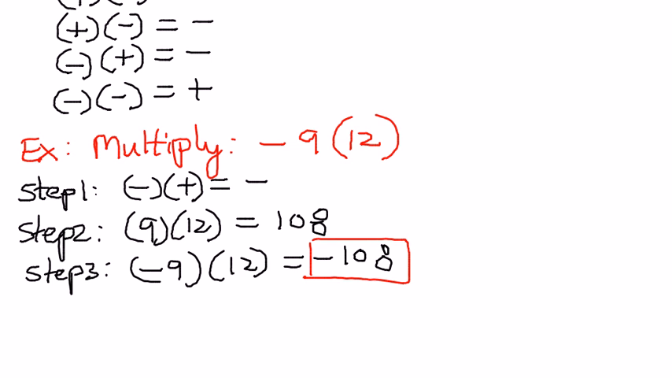We can also write it this way. We could have written it out as negative 9 times positive 12. We recall the rule of signs. Negative times positive is a negative. 9 times 12 is 108, and therefore that is our answer.